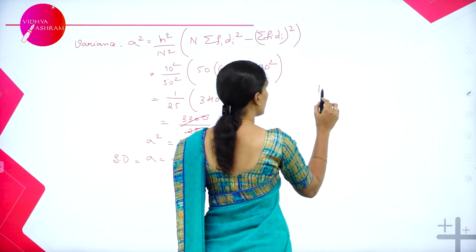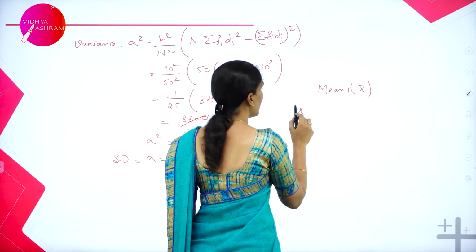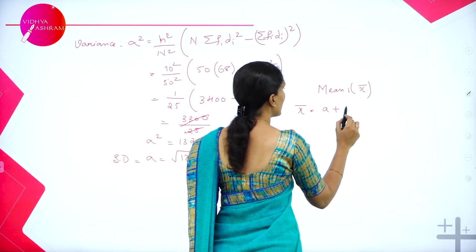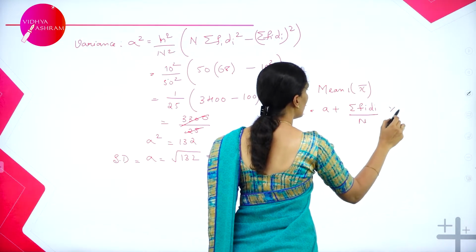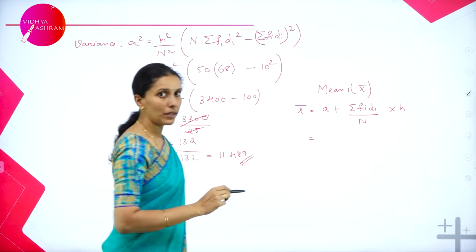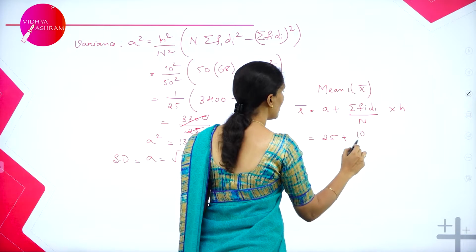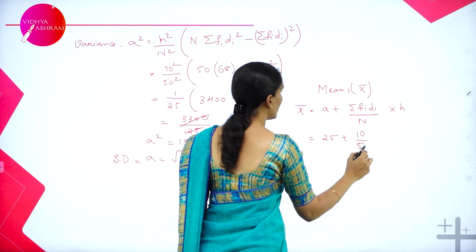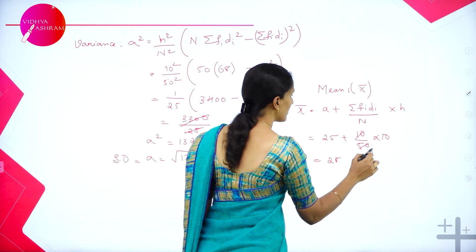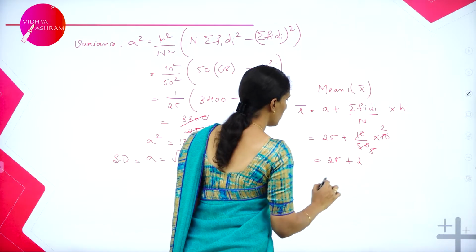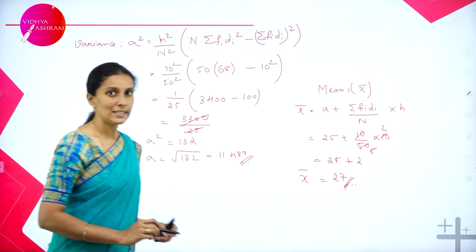Next we will calculate the mean. To calculate the mean, that is x bar, we have a formula. X bar is equal to a plus summation Fi Di divided by n into h. The assumed mean we have taken as 25 and Fi Di you got as 10. N is actually 50 and h is 10. So when you cancel this, 10 5s are 5, 2 5s are 25 plus 2. So the value is 27. Therefore the actual mean is 27.